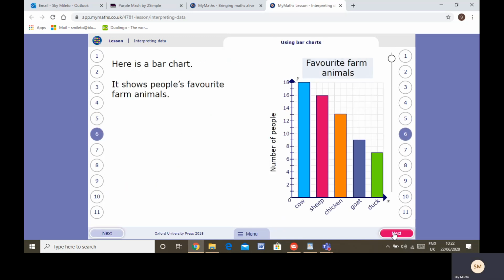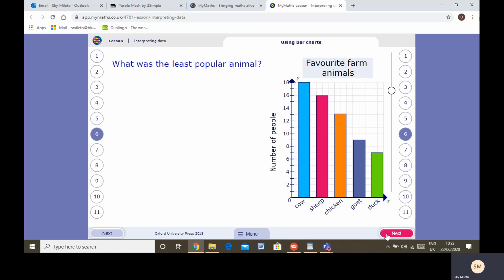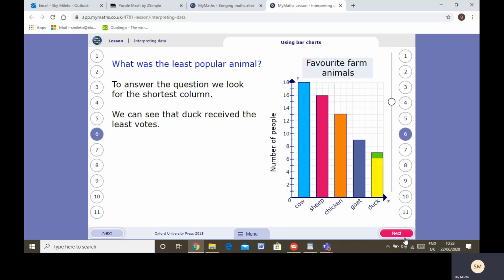Here's a bar chart. It shows people's favourite farm animals. Let's answer the survey. What's the most popular animal? All we have to do is look for the tallest column. We can see that cow is the tallest column, therefore cow is the favourite animal. I like cows. What's the least popular animal? We can see that the shortest column is duck, therefore duck is the least favourite animal.